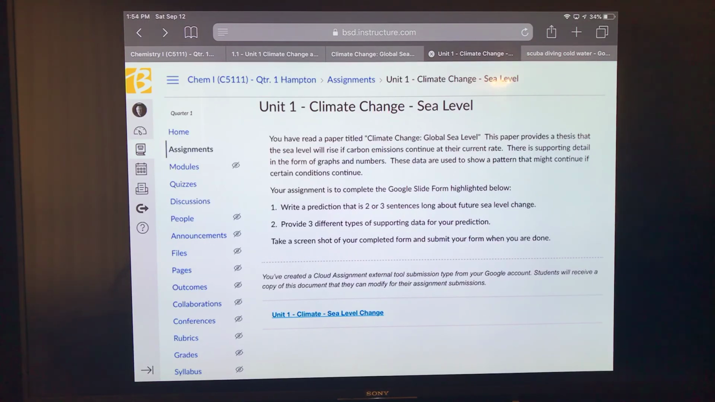That's what we're working on, and when we get back together for our next class, we'll be talking about what you actually read and what it all means.